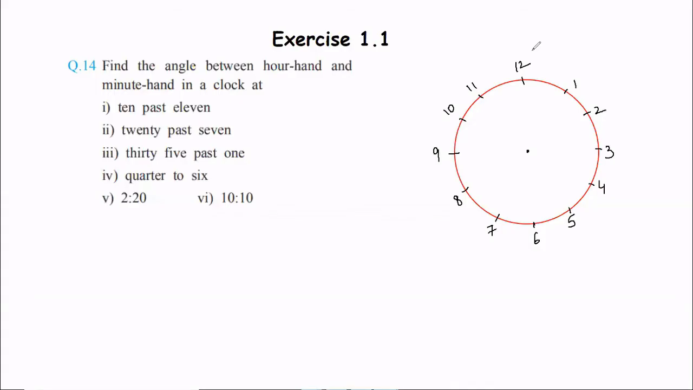Okay, so now we will be solving the fourth question. The fourth question is quarter to 6. We need to find the angle between the hour hand and the minute hand for quarter to 6. Quarter to 6 means 6:15.